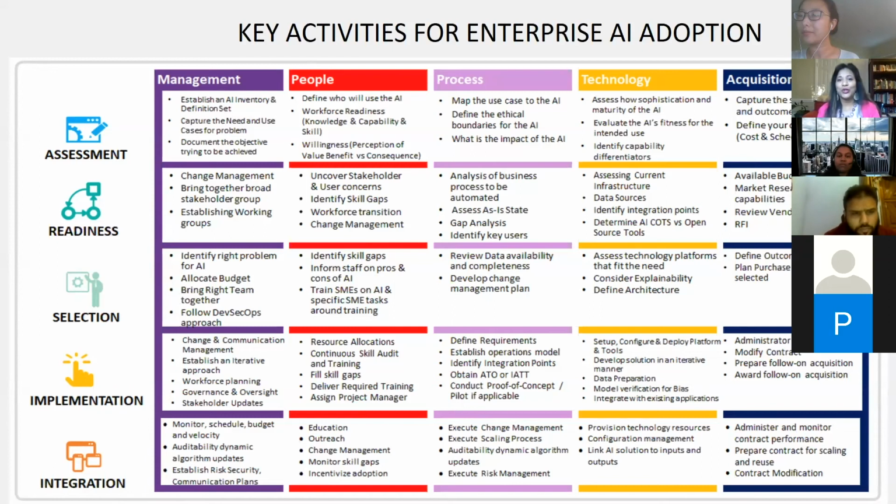That is a framework that can help any organization implement AI. So this has 5 phases. If you look on the left-hand side, it has assessment, readiness, selection, implementation, and integration. And this is on GitHub also, so I can share it in the chat later on for you all to access it. It's open source.